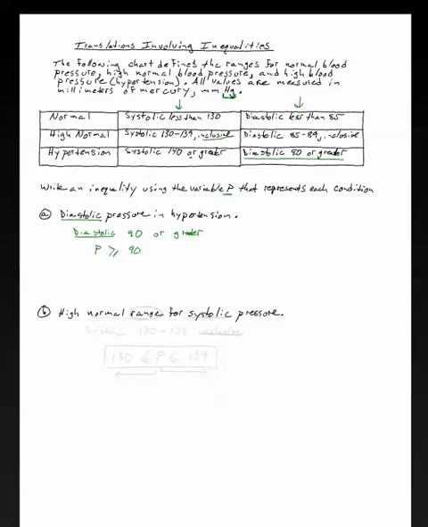In example B, it says high normal range for systolic pressure. So we want the high normal range, and we want it for systolic pressure, which is the other form of pressure. So we find high normal in the chart, which is the second row, and then we go to systolic, and it says systolic 130 to 139 inclusive. So I'm going to write that down. Systolic 130, 139 inclusive.